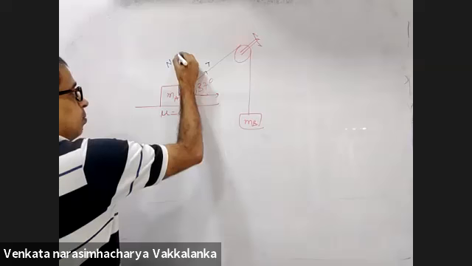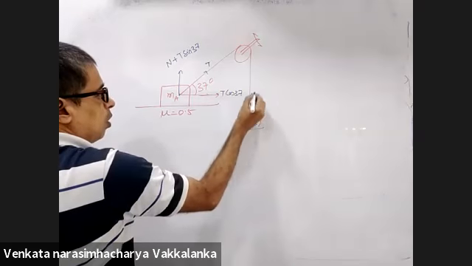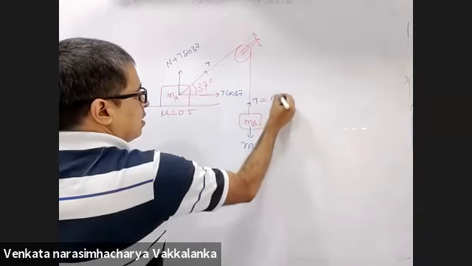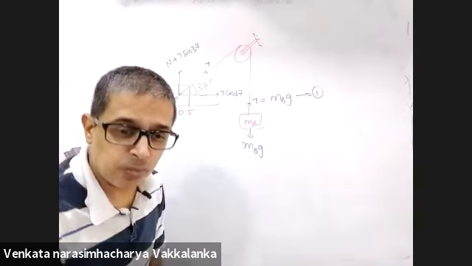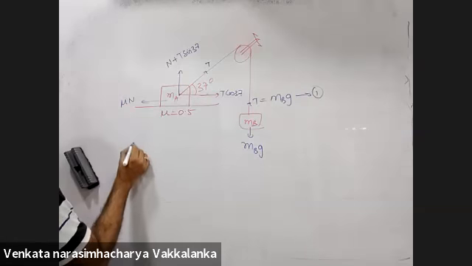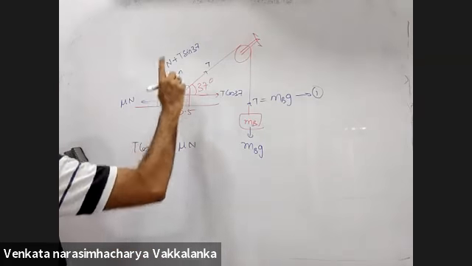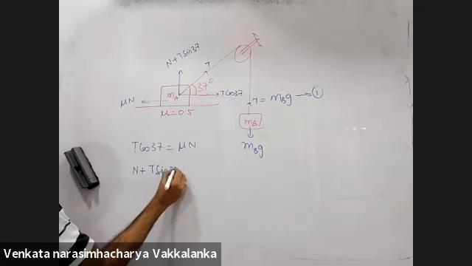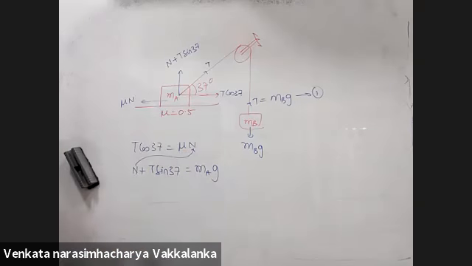T plus N plus T sine 37 balances the weight. This will be T cos 37. T is MB into g, my first equation. Just starts moving, so equilibrium condition. T cos 37 should be equal to mu N, and N is not equal to MA into g. N plus T sine 37 is equal to MA into g. Substitute this N here.